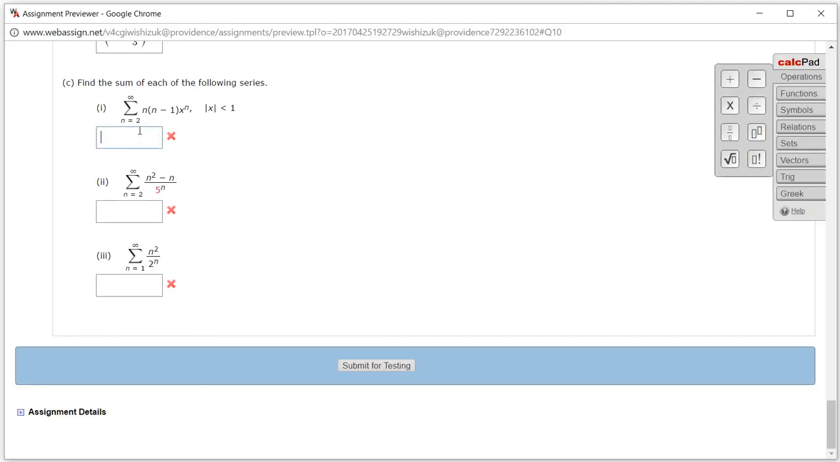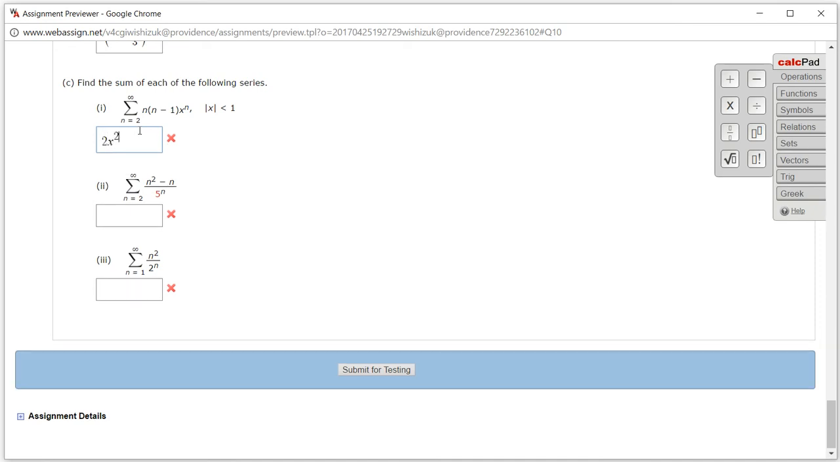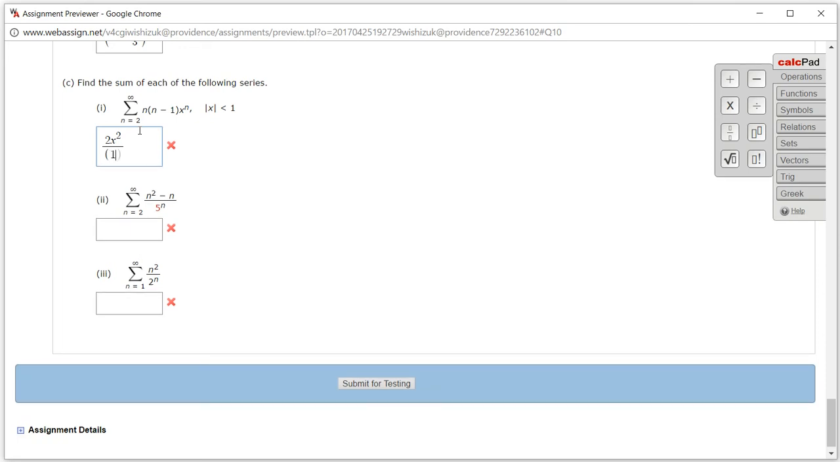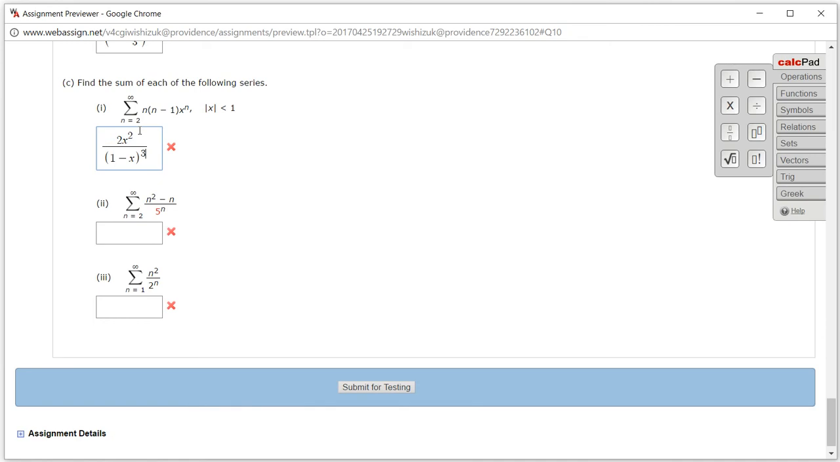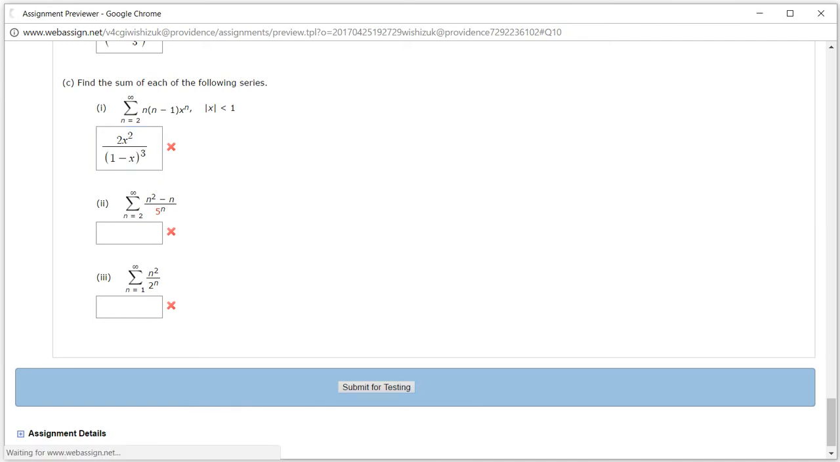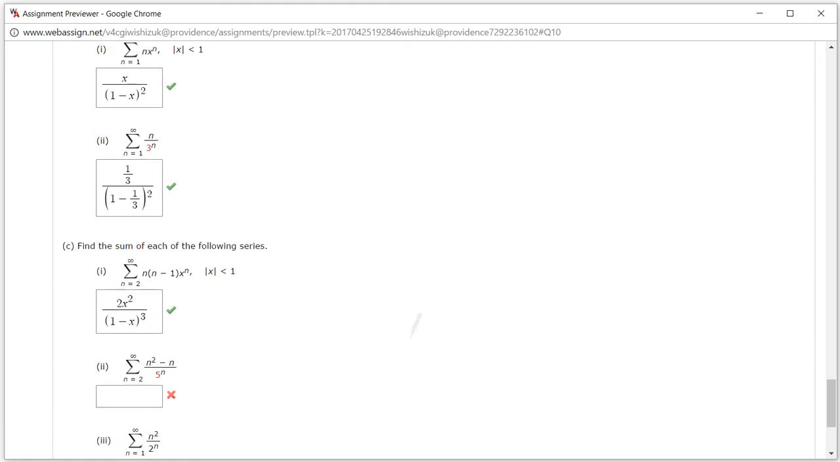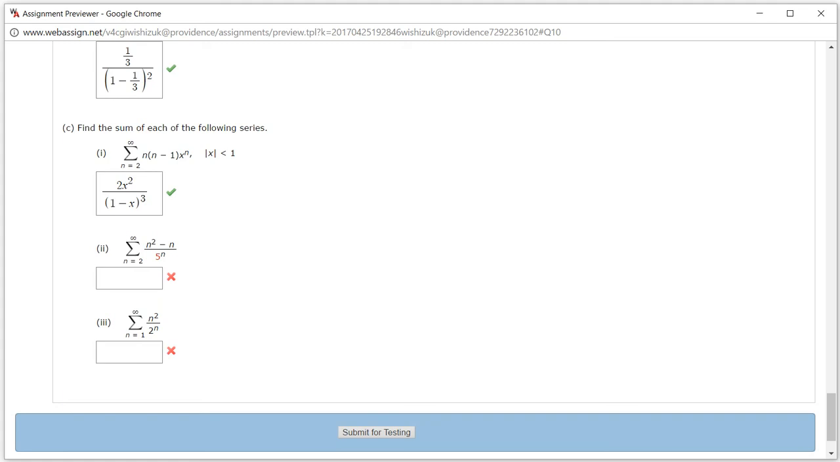All right, this guy, 2x squared and over 1 minus x cubed. All right, so let's submit for testing. All right, looks like we got the part C number 1 correctly. All right, so let's do part C number 2.